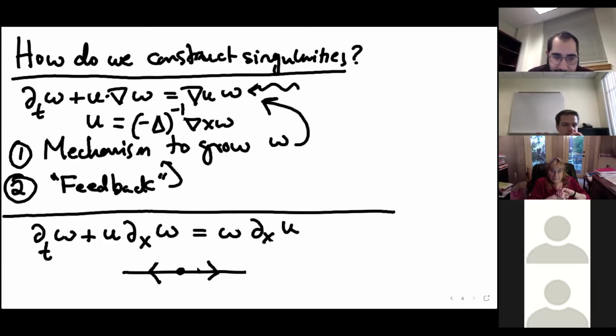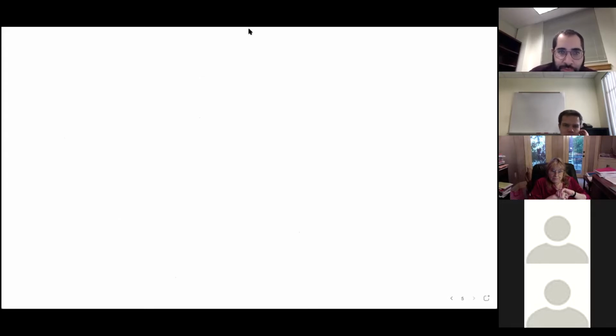But that means that if a particle, say right here, is supposed to be growing, it may grow for some short time, but then be pushed away. So let me give a nonlinear example, where I'm not just saying something trivial. Consider this equation.